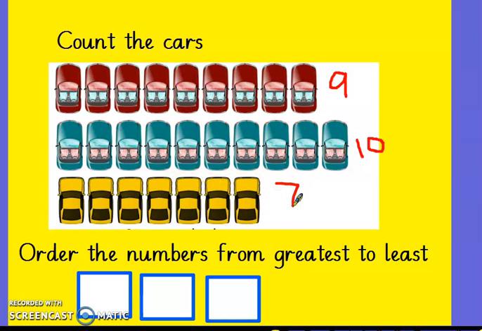So let's order them from greatest to least. Greatest means the most, doesn't it? So out of these numbers, which one is the biggest, the greatest? Yeah, it's 10, isn't it? So let's put 10 here. And then what comes next? We've done 10. So is it 9 or 7 next, if we're getting smaller as we go? Yeah, it's 9. And then the last one, the lowest, the least number is 7. So 10, 9, 7.